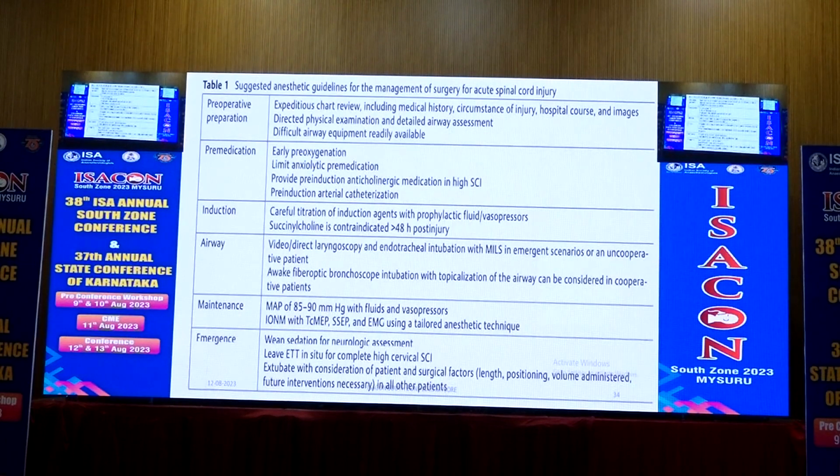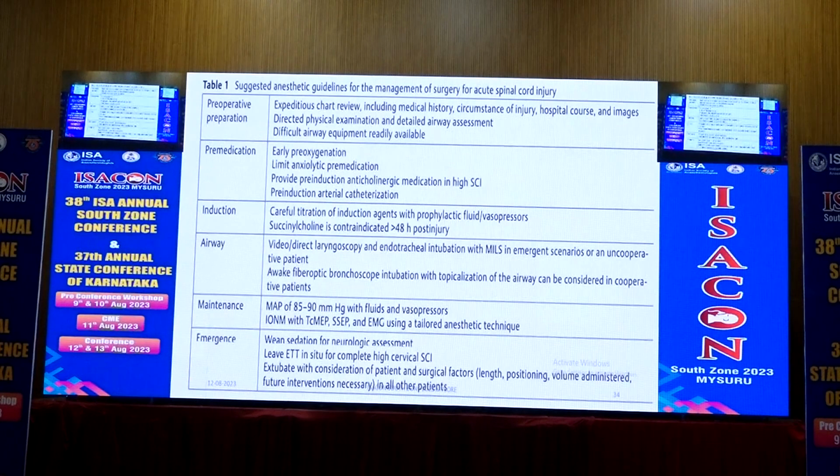So preoperative preparation: review the charts available, for how long the patient has been with us, what investigations were done, and what the course was during the hospital period. Then premedication: go for a good early pre-oxygenation, try to limit your anxiolytic premedication, and give your anticholinergics. Also put an arterial catheter, because I told you hypotension and bradycardia are very common in these patients. Try and get an arterial catheter before you induce the patient.